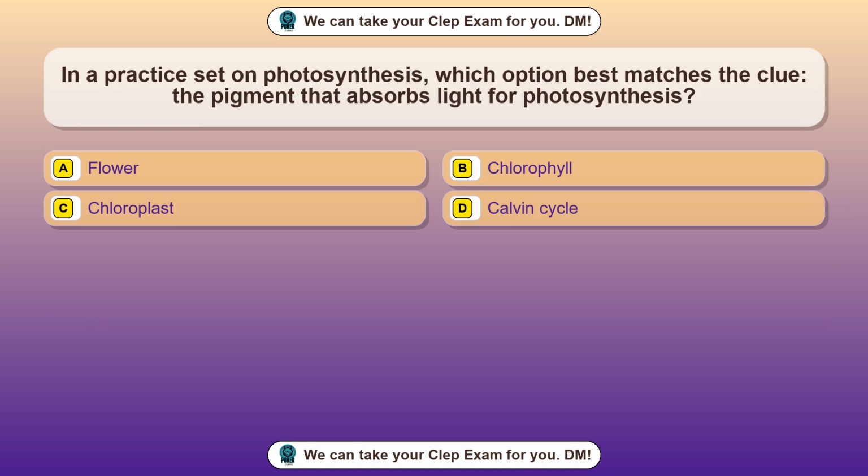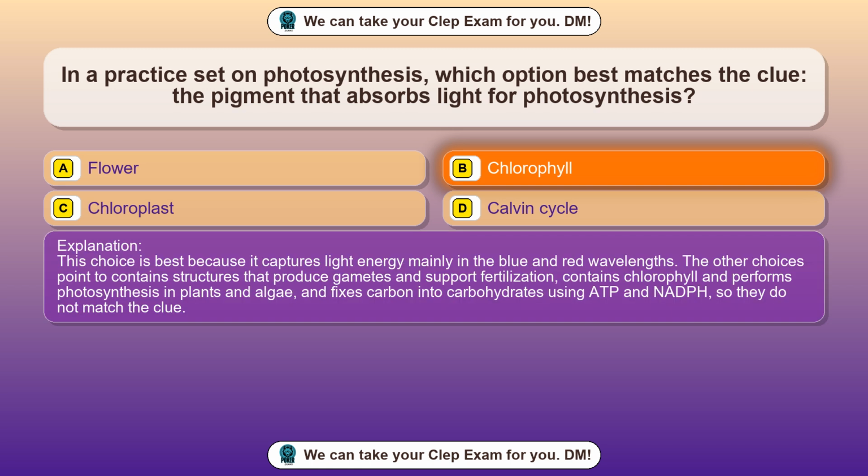Question 38. In a practice set on photosynthesis, which option best matches the clue the pigment that absorbs light for photosynthesis? Option A, flower. Option B, chlorophyll. Option C, chloroplast. Option D, Calvin cycle. The correct answer is option B, chlorophyll.